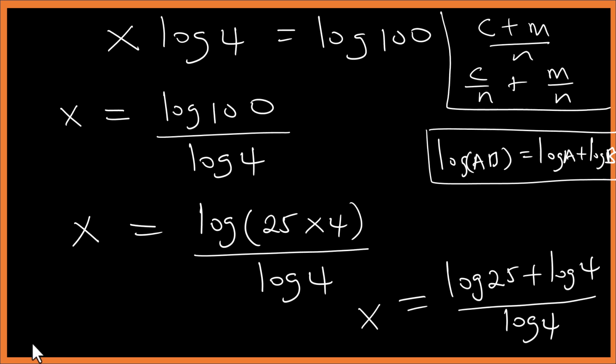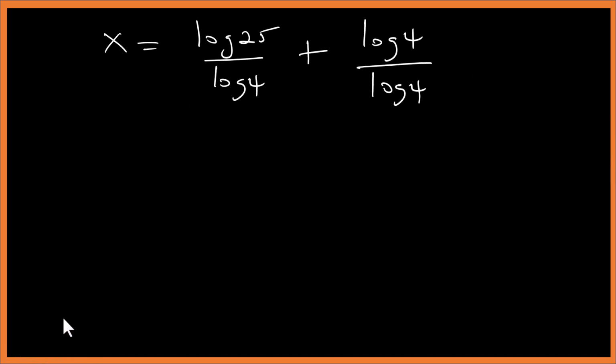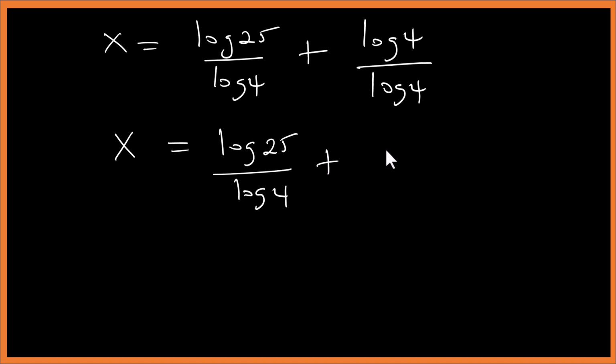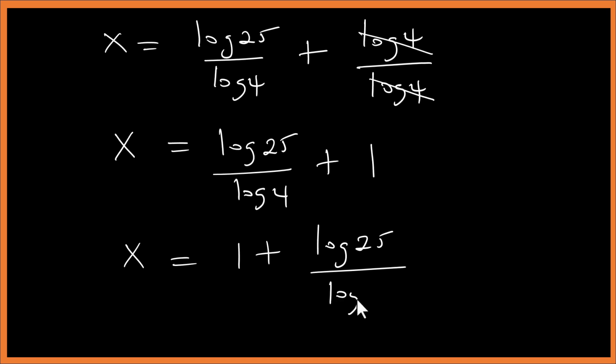Okay, let's confirm. Yeah, now from here we can write this one as x equals log 25 over log 4 plus, so this one will cancel one. So it's the same as x equals 1 plus log 25 over log 4.